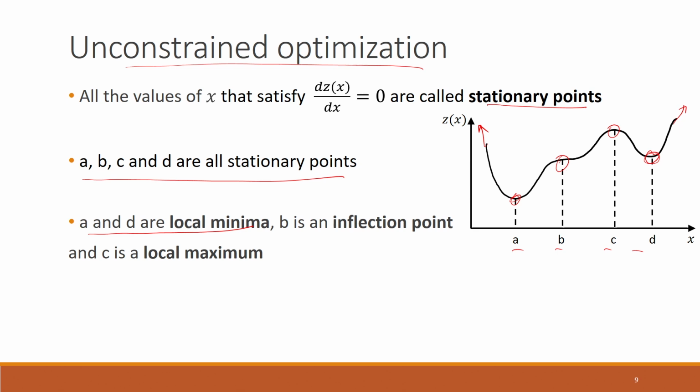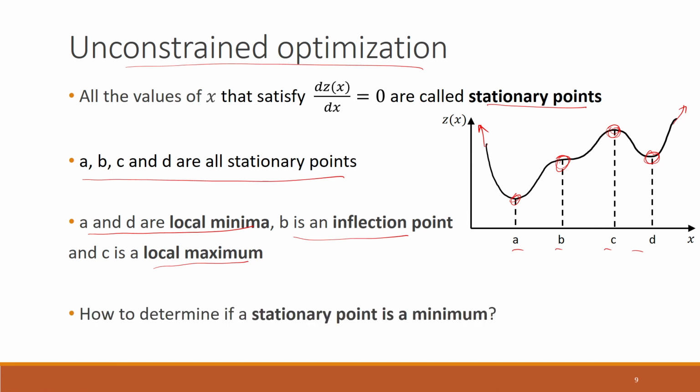Then there are some points which are local maximum. So, C is a local maximum, because if you take a very small region around this point, the function takes the highest value at this point. And those stationary points which are neither local minimum nor local maximum are called inflection points, like this point B here. So, this is neither a local minimum nor a local maximum.